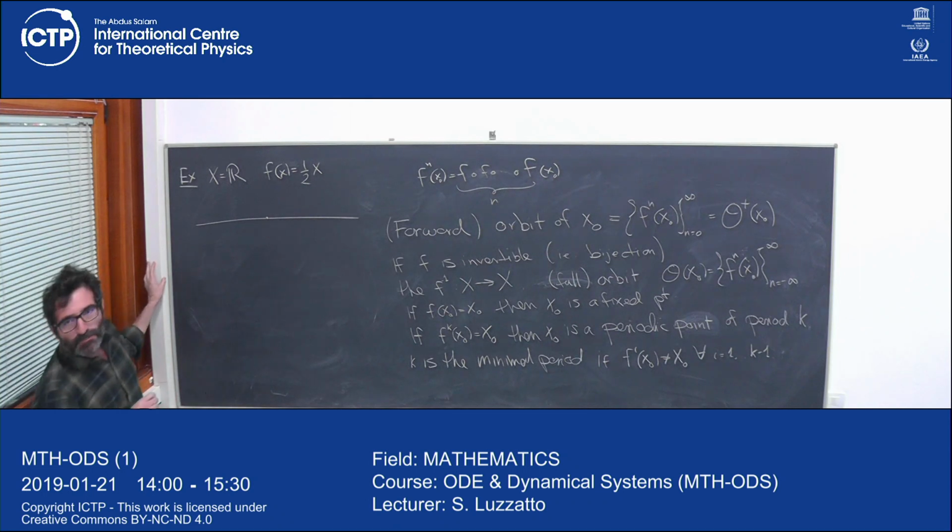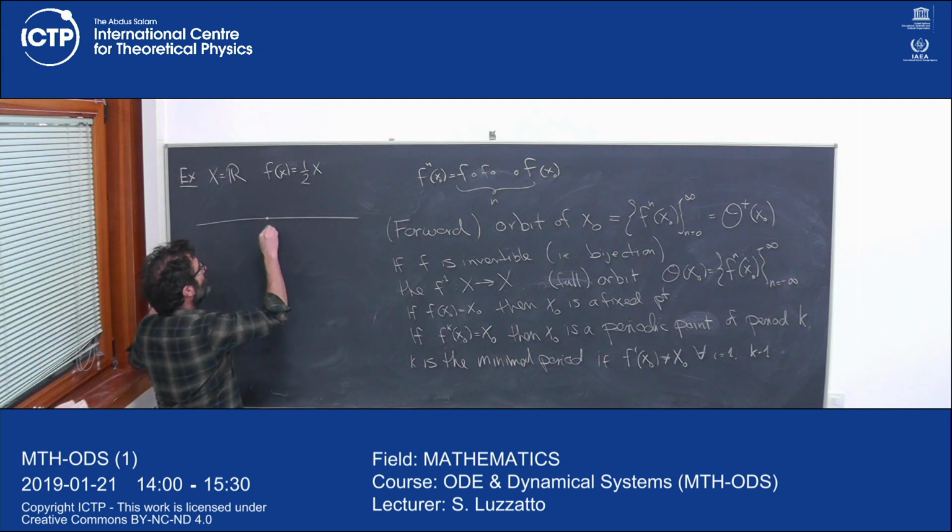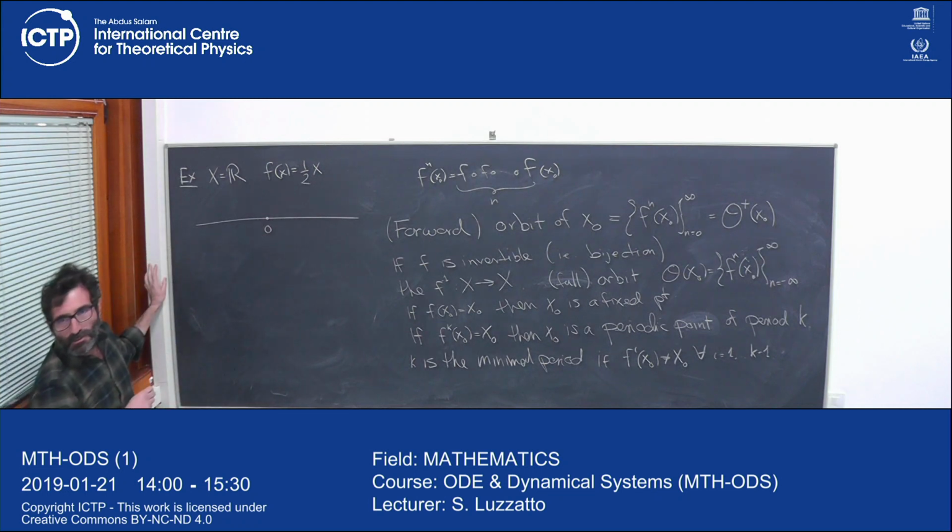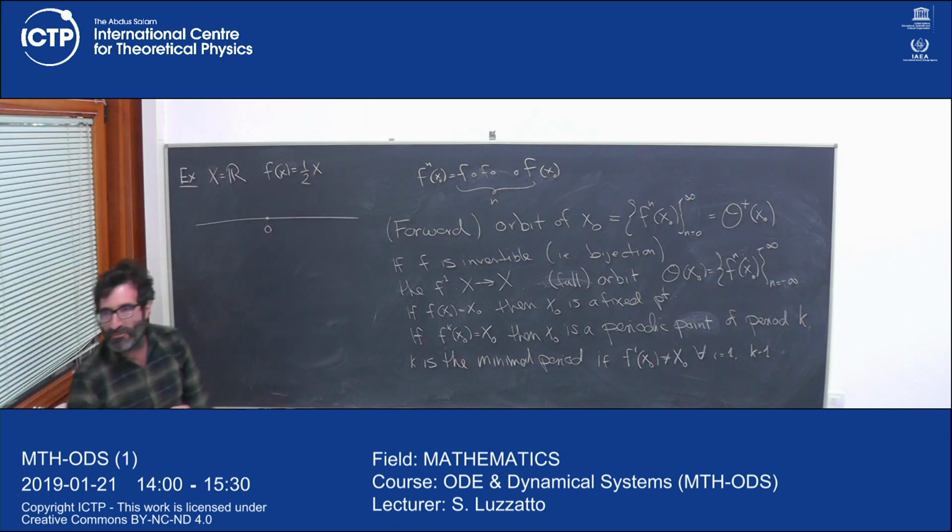Does this map have any fixed points? Yeah, obviously 0 is a fixed point. It's f of 0. Does it have any other fixed points? No, because clearly if you take a point and you take half of it, it's not going to be the point itself on its axis.